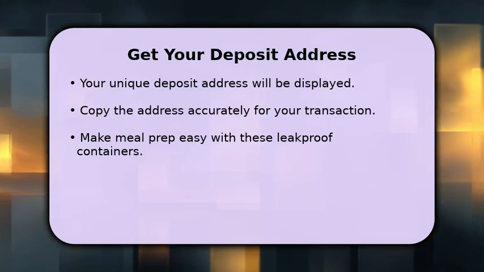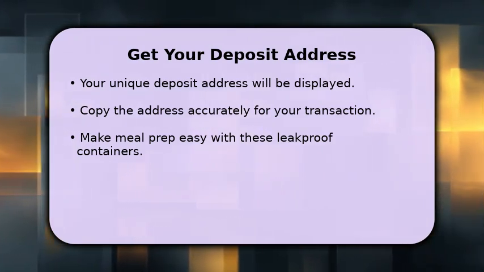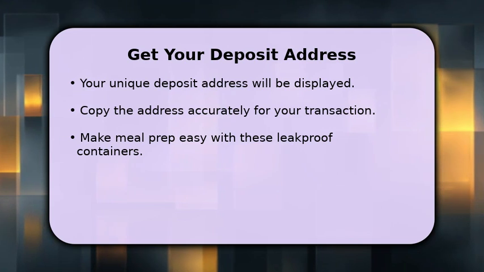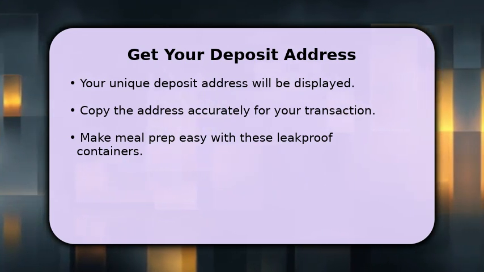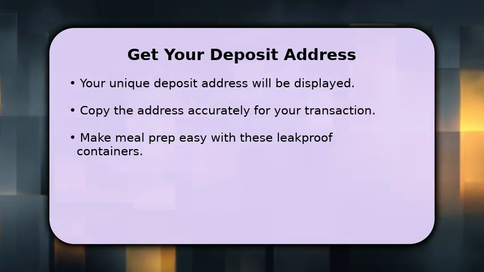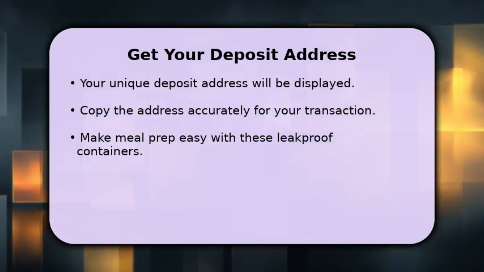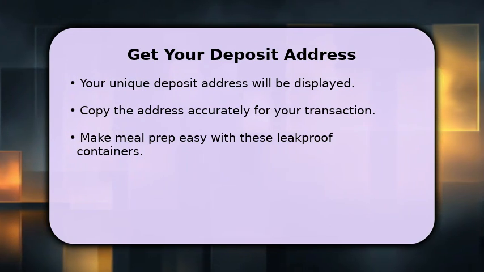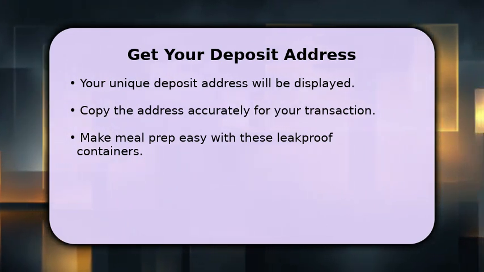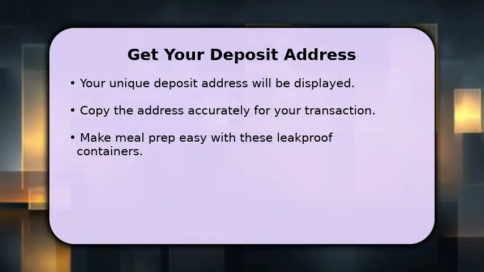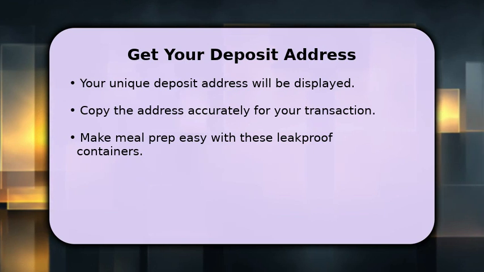Once you've selected the correct network, your unique deposit address will be generated and displayed on the screen. You'll also see a QR code for convenience. Carefully copy this address using the copy button provided to avoid any errors. This is the address you'll use to send funds to your Binance wallet. Remember to always double-check the address before confirming any transaction.